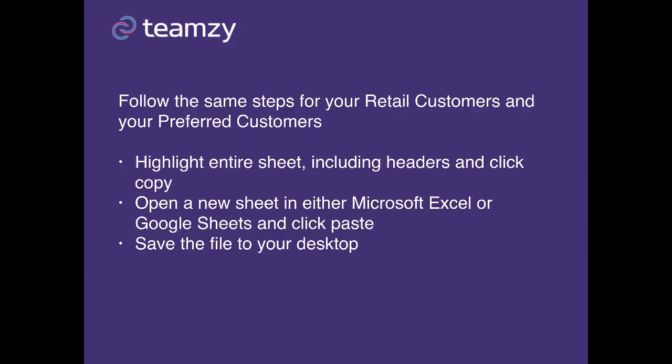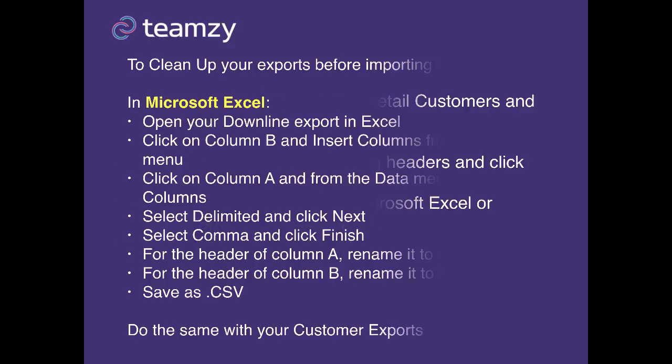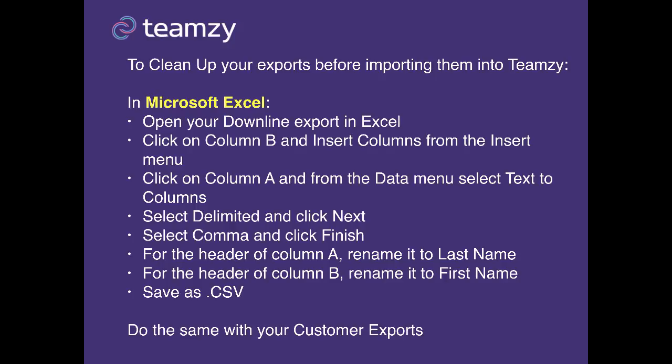Now, let's go ahead and move on to the next step. I'm going to take you through Excel first, then I'll show you how to do it in Sheets. So if you're in Sheets, bear with me for a second, and then we'll show you how to do it there. So in Excel, go ahead and open that first report, the downline report.